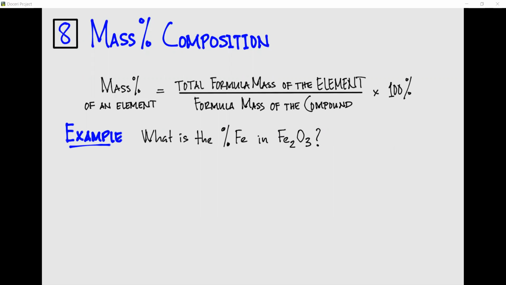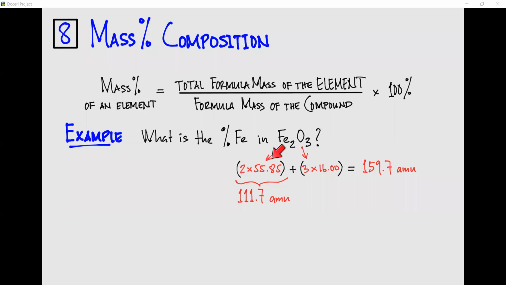What is the percent iron in iron(III) oxide, Fe2O3? So the first thing that you want to do is to calculate the formula mass of the elements and the compound. Okay, so the atomic mass of iron is 55.85. Multiply that by 2. Do the same thing for oxygen, 3 times 16, and then add them together, and we get 159.7 AMU. Right, again, for the formula mass of the compound.